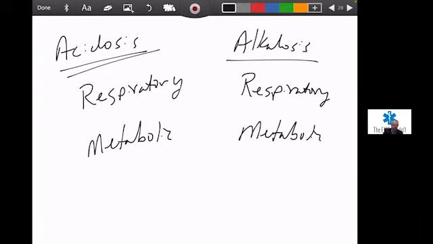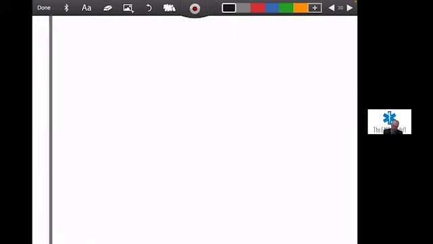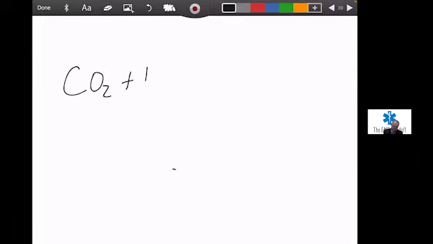So respiratory acidosis occurs when breathing is inadequate. There's some type of issue with alveolar hypoventilation, and the lungs are unable to get rid of enough CO2, causing the PaCO2 or respiratory acid to build up. And the extra CO2 combines with water to form that carbonic acid. So we talked about that earlier. That excess CO2 combines with that water to form that carbonic acid.